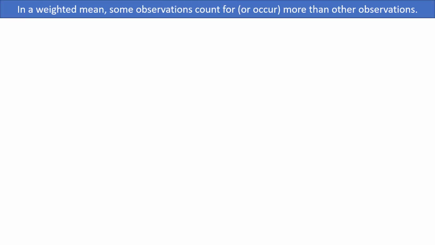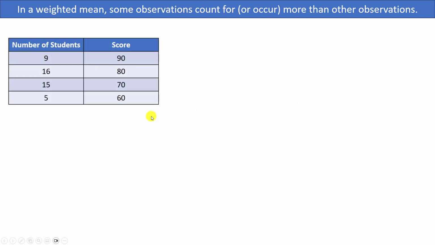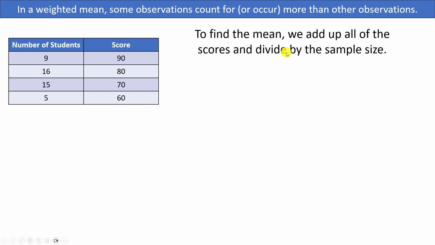In a weighted mean, some observations count for or occur more than other observations. Here's an example related to test scores. We have 9 students who scored a 90, 16 students who scored an 80, 15 students who scored a 70, and 5 students who scored a 60. To find the mean, we need to add up all the scores and divide by the sample size.